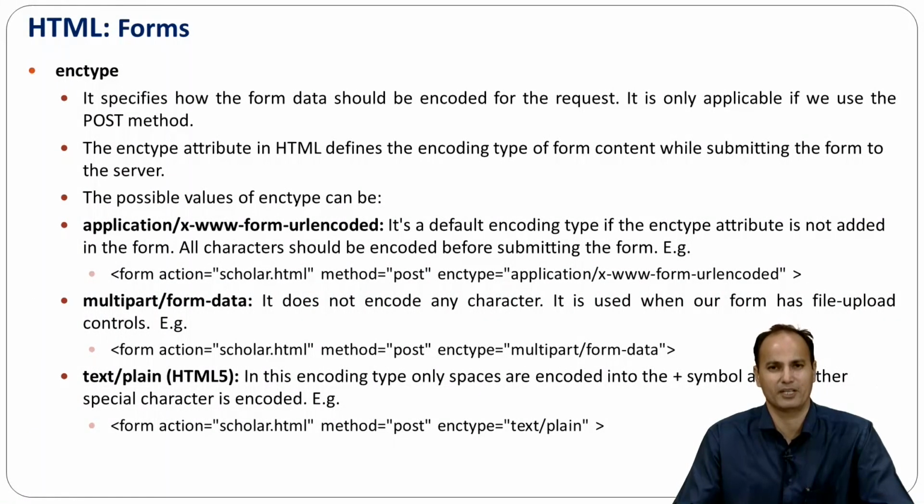Next, encryption type attribute. It specifies how the form data should be encoded for the request. It is only applicable if we use the post method. So post method requires encryption type. The encryption type attribute in HTML defines the encoding type of form content while submitting the form to the server. The possible values of encryption can be application/x-www-form-urlencoded, then multipart/form-data, then text/plain. So these are the various possible values that we can pass through the encryption type.